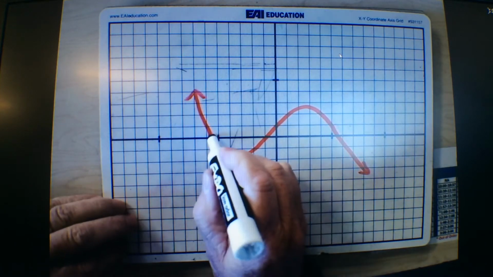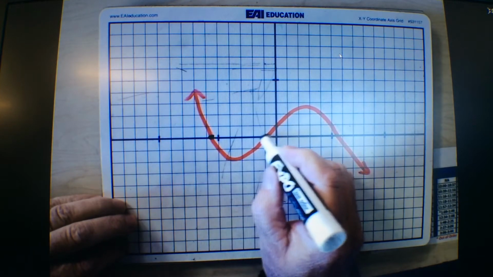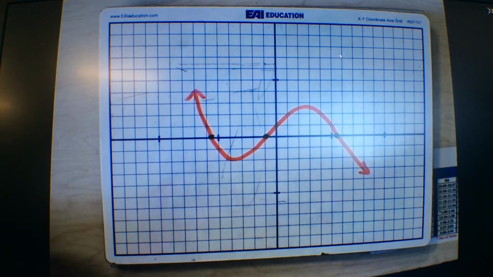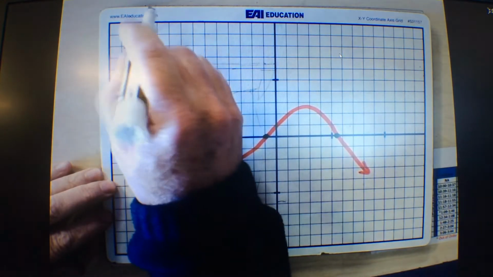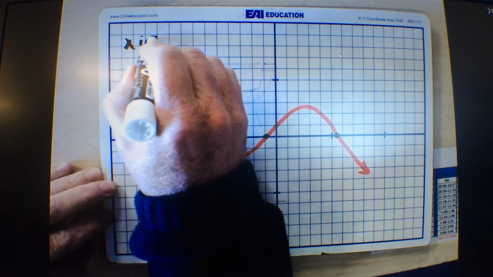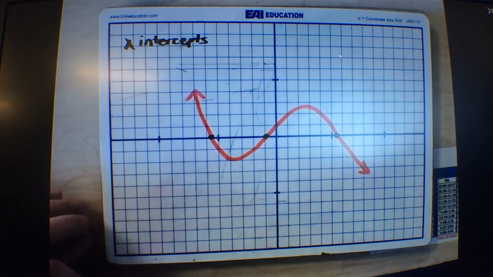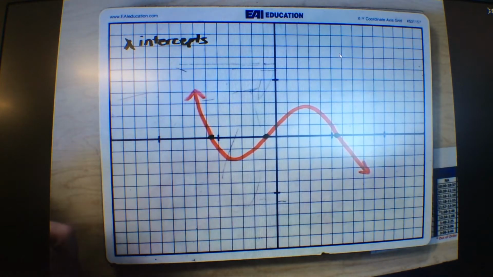The first thing I want to look at is that we have basically in this graph, 3 points that touch the x-axis. Okay, do you know what those are called? They're called x-intercepts. They're called x-intercepts. Okay, and we have 3. And just to give you an idea, they are ordered pairs.